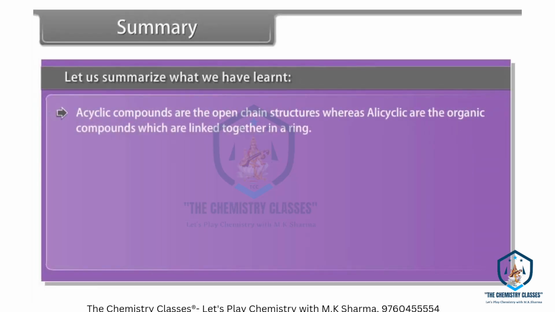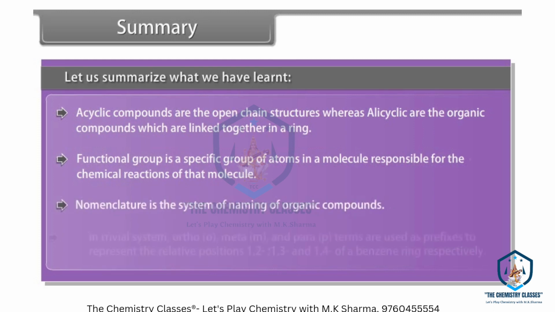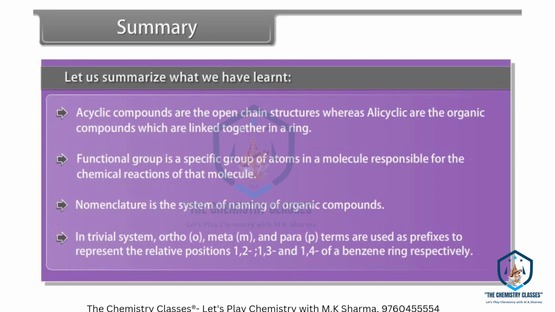Acyclic compounds are the open chain structures, whereas alicyclic compounds are organic compounds which are linked together in a ring. A functional group is a specific group of atoms in a molecule responsible for the chemical reactions of that molecule. Nomenclature is the system of naming of organic compounds. In the trivial system, ortho, meta and para terms are used as prefixes to represent the relative positions 1,2, 1,3 and 1,4 of a benzene ring respectively.